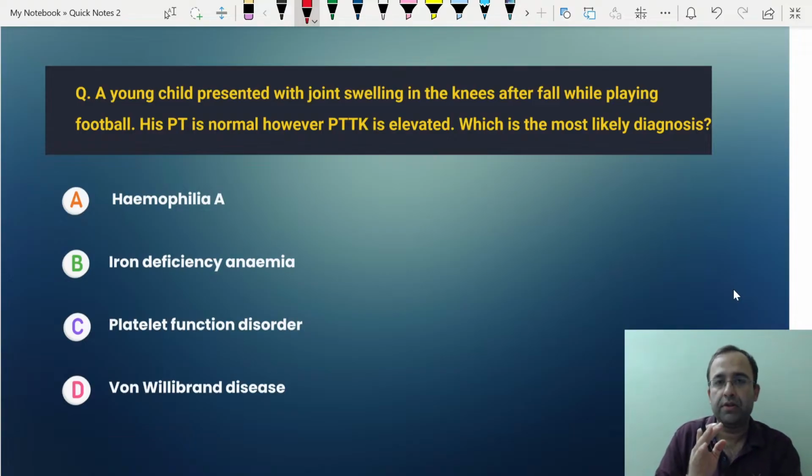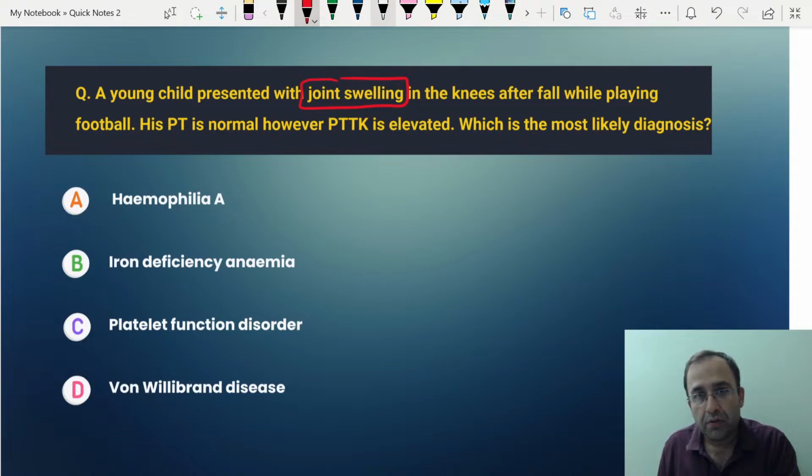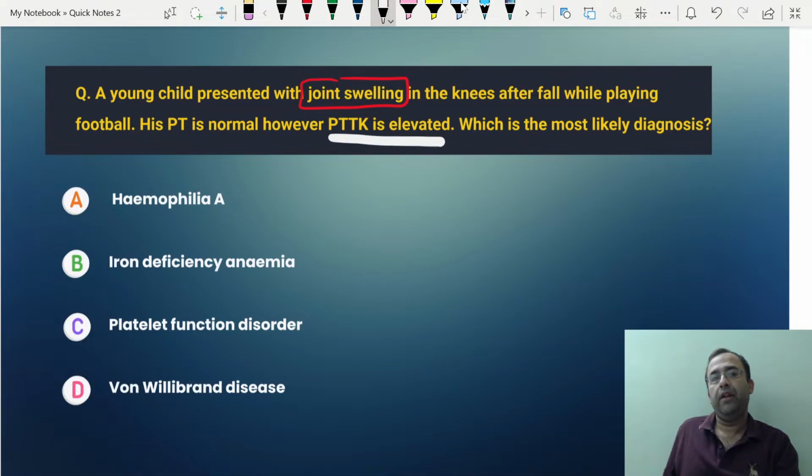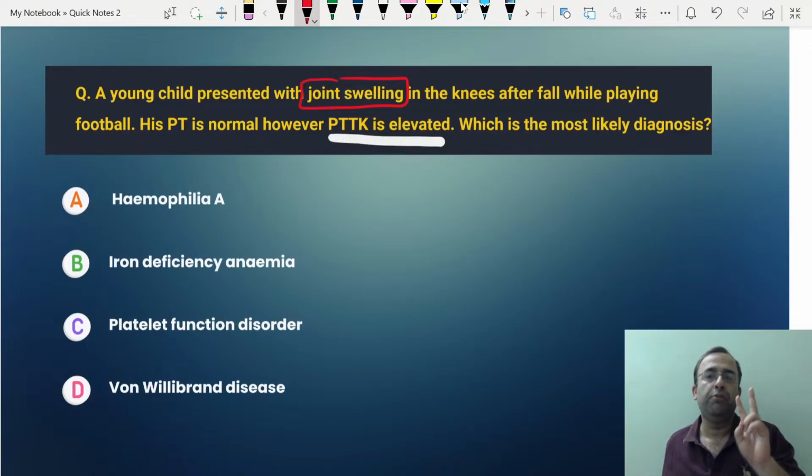Next question. A young child presented to OPD with joint swelling in the knees after a fall while playing football. PT is normal, PTTK is elevated. So this was a question asking you about isolated elevation of PTTK. When we talk of isolated elevation of PTTK, two main diseases come to our mind.